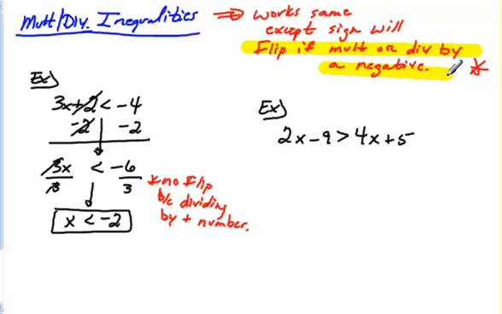Looking at this one, we have X on both sides. If we're going to get X alone, we better get them on the same sides, right? Which one do you want to move? Do you want to move the 4X to the left, or do you want to move 2X to the right?